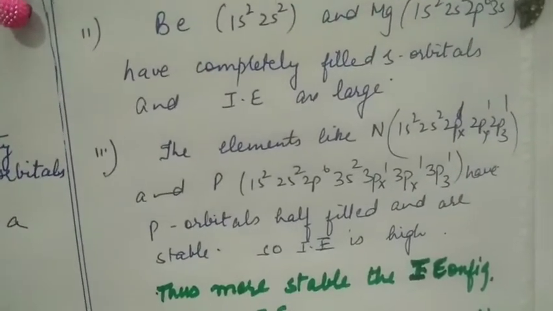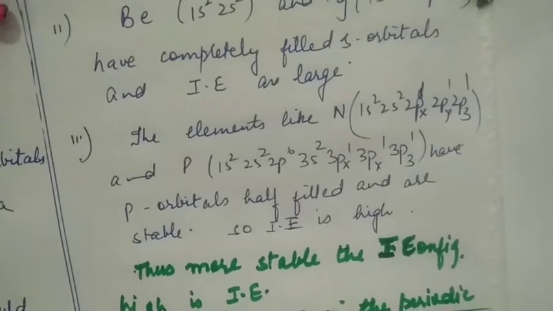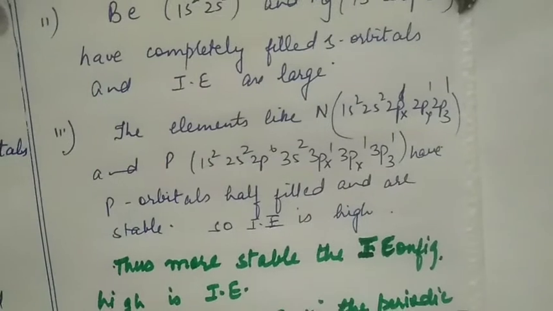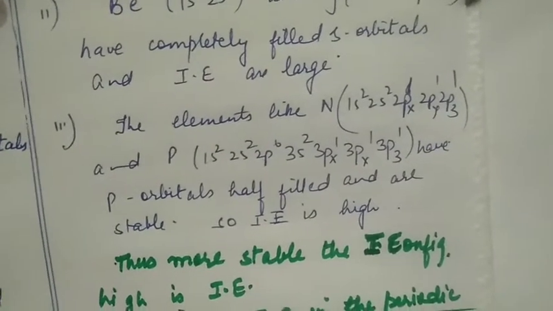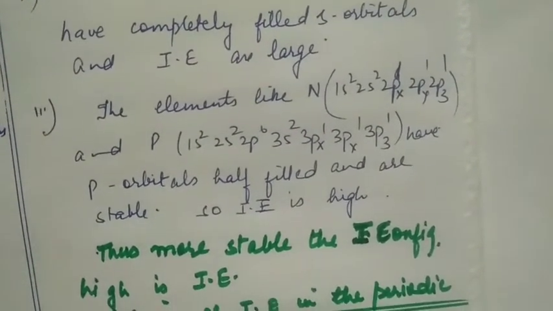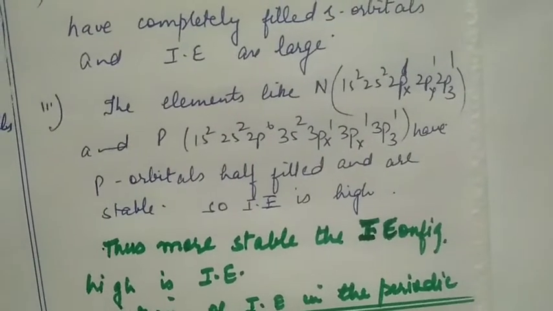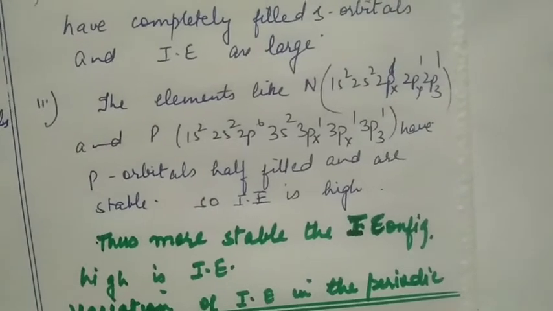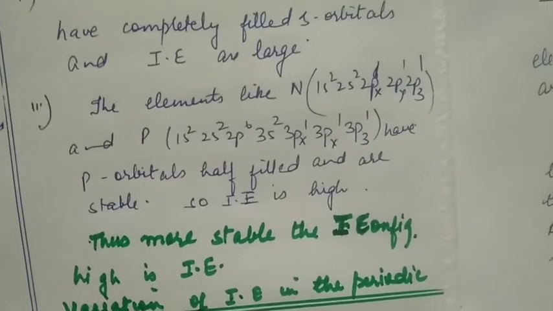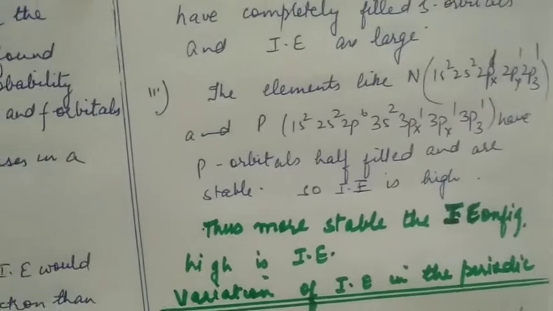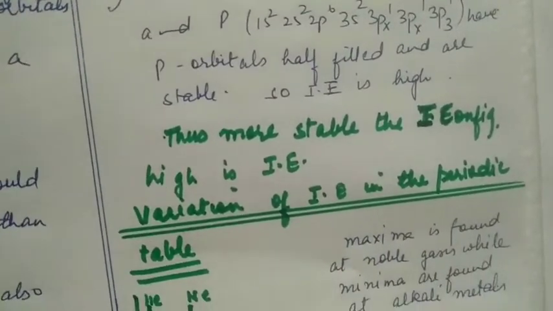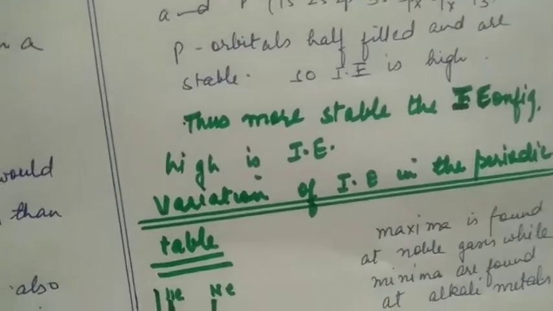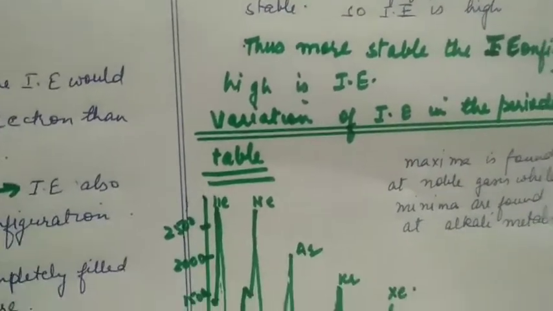will be large. The elements like nitrogen and phosphorus, electronic configuration for nitrogen 1s2 2s2 2px1 2py1 2pz1. So you see the p orbitals of the valence shell are exactly half filled. Such a configuration is stable. So more energy is required to remove the electron from half-filled orbitals, so the ionization enthalpy is higher. So more stable the electronic configuration, higher is the ionization enthalpy.